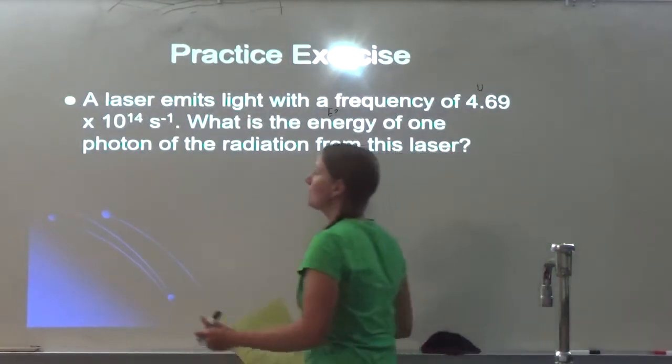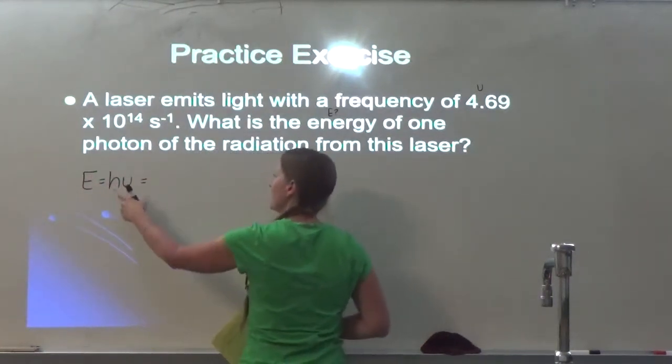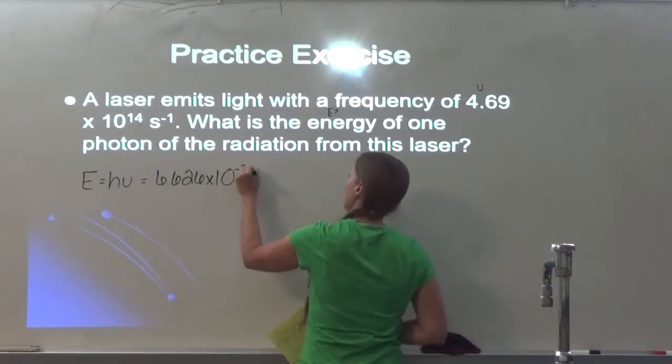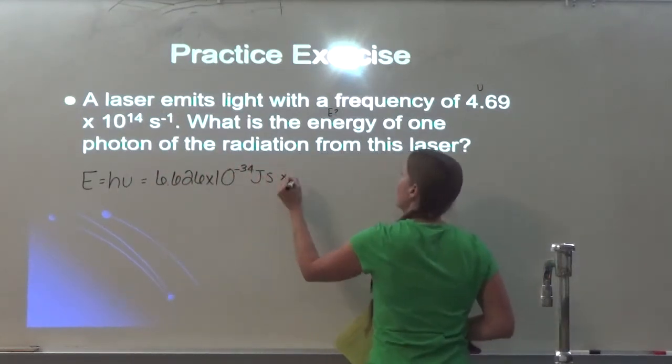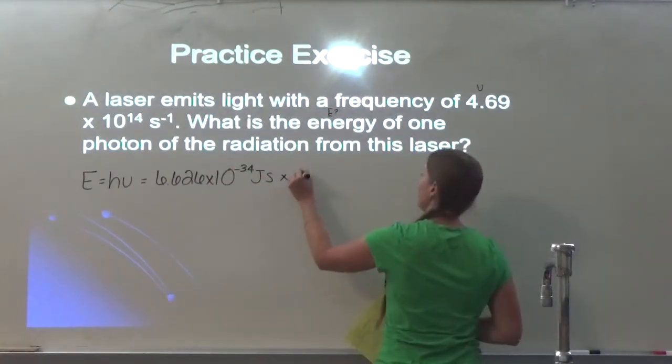You don't even have to use the speed of light formula. So E equals h nu, so then I just plug in. So h is 6.626 times 10 to the negative 34 joules times seconds. And then I just multiply it. They even gave us frequency in the right unit. Boy, this one was easy.